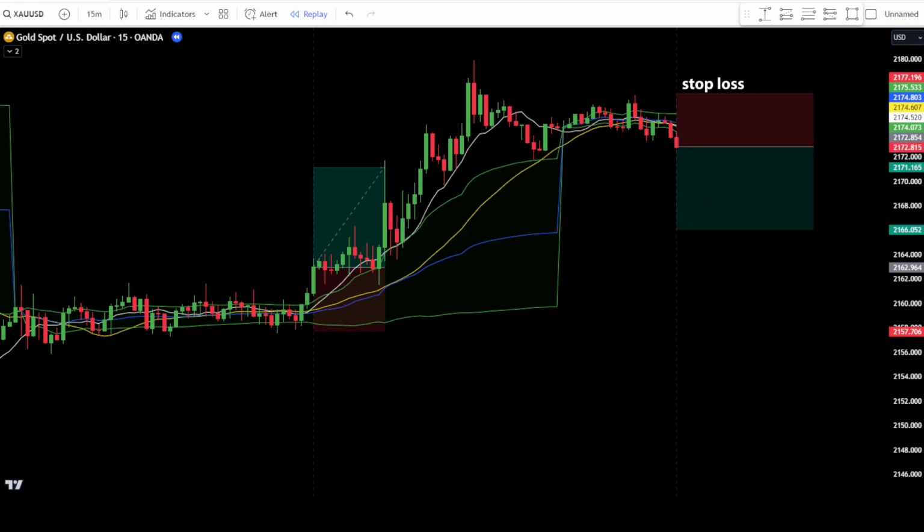5. Place a stop loss at the last swing high. 6. Use a target take profit with a risk and reward ratio of 1 to 1.5.